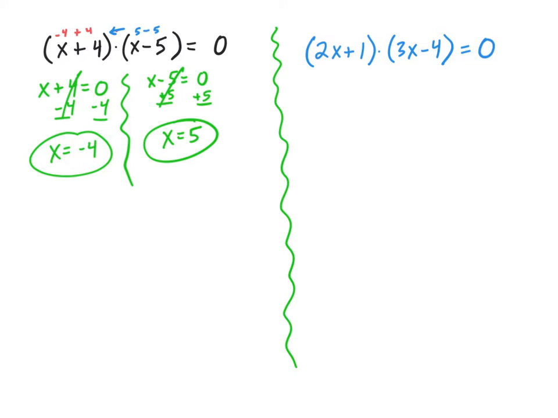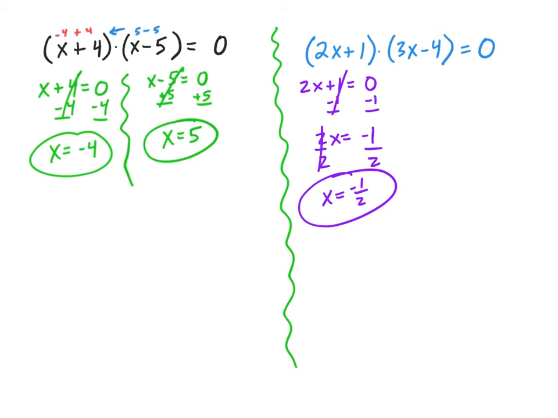It's already factored. Thank you very much. All we do is take 2x plus 1, set it equal to 0, and go back to those basic solving skills that you've got. Get rid of the 1, divide by 2, and I like my answers as fractions, so I don't even need a calculator. X equals -1/2. My other answer, 3x minus 4, it's already factored. Thank you very much. Set it equal to 0, and solve.